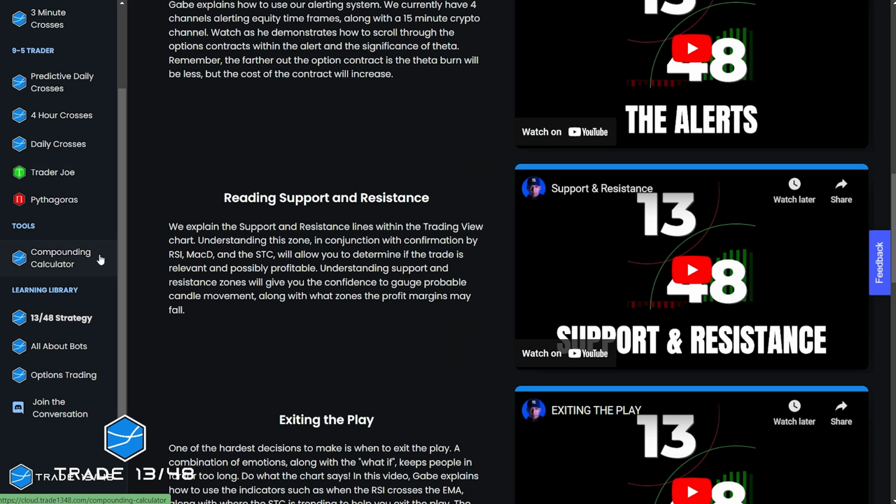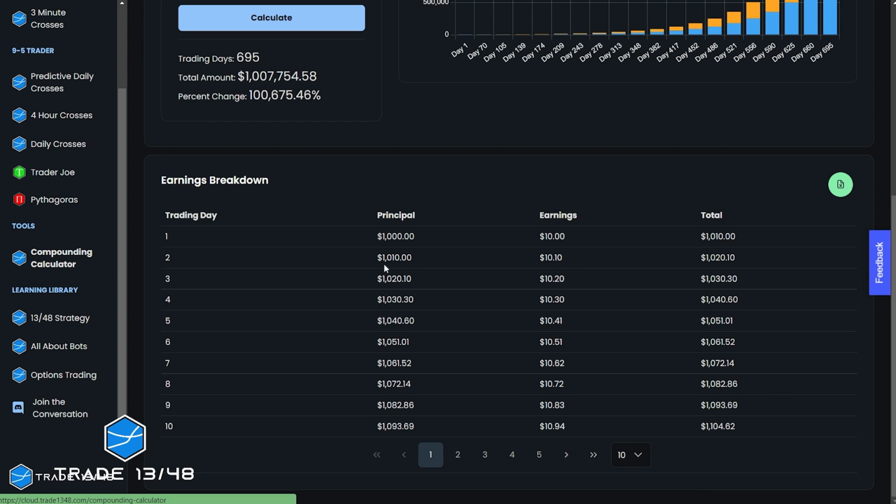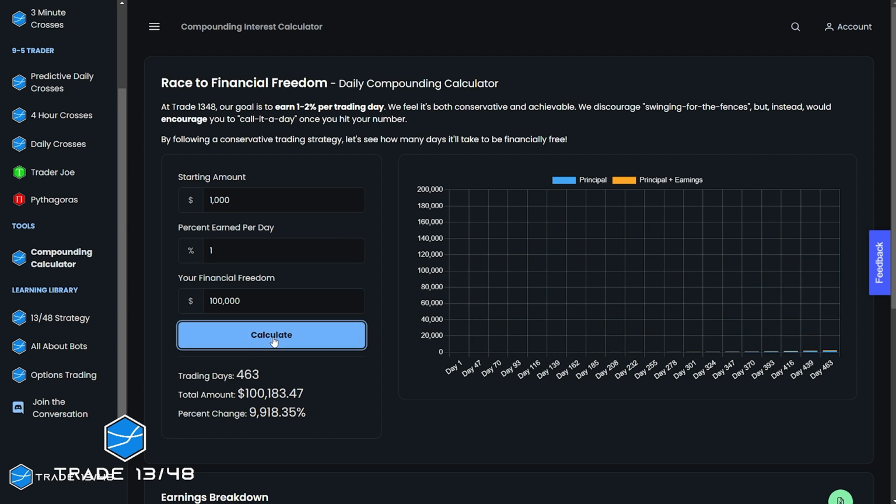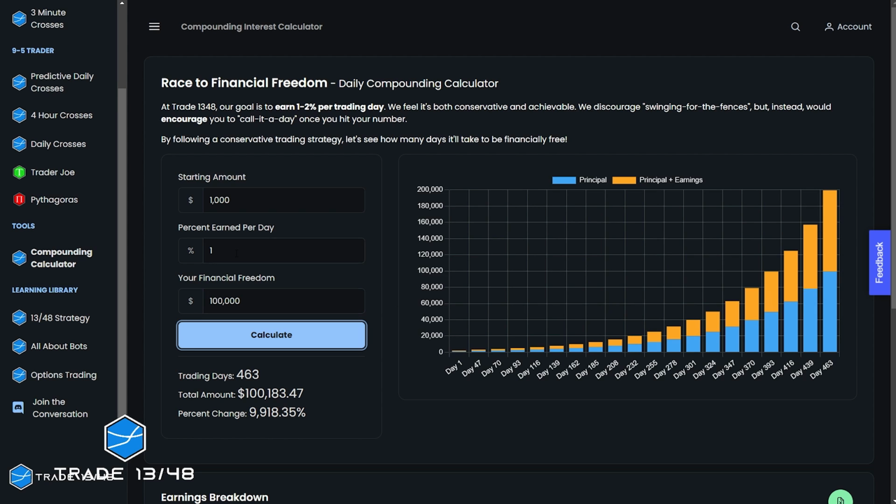Now, let's go ahead and look at the compounding calculator. Why am I bringing you to a compounding calculator? Well, we subscribe to 1% compounded daily creating the financial freedom you are looking for. So we start with 1,000, 1% earned per day. Let's be a little realistic here because I'm not pulling legs. Let's calculate and see what a 1% return could do.